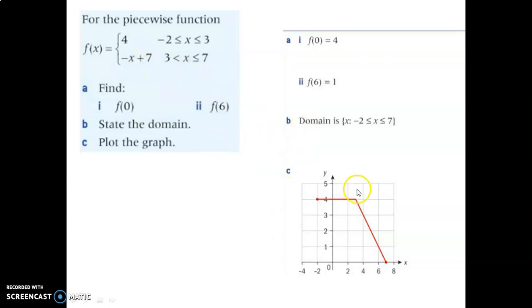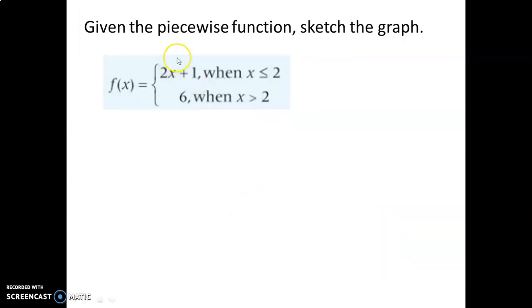Finally, the domain of the entire function is the domain across both parts, across both pieces, so we have -2 through 7. And here's the graph of that. You should be able to graph piecewise functions as well. Okay, so given this piecewise function, sketch the graph.